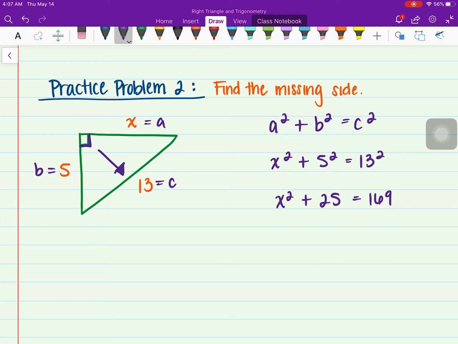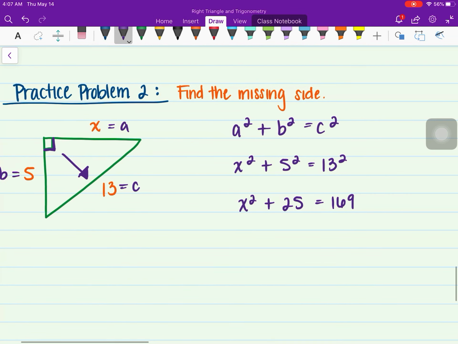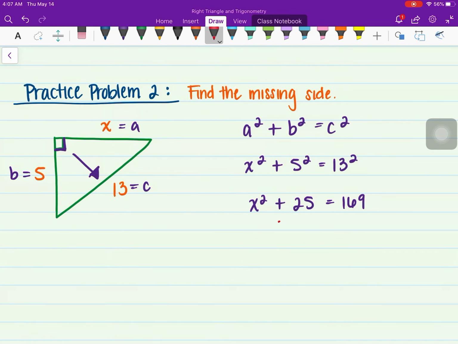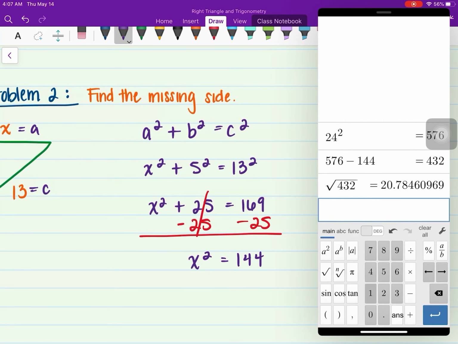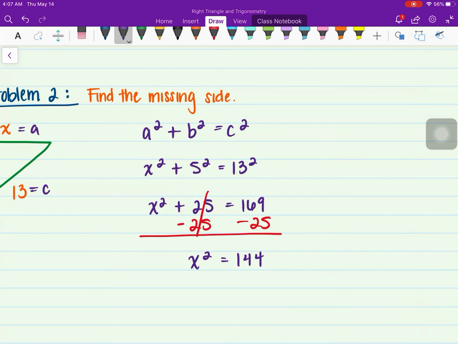Since our goal here is to solve for x, I want to go ahead and move everything to one side so that we leave variables on one side and numbers on the other. So I'll go ahead and do the opposite of a positive 25, which is a negative 25. So I'll go ahead and subtract 25 to both sides. And this would give us x squared equals 144. And let's just double check, 169 minus 25 is 144 indeed.